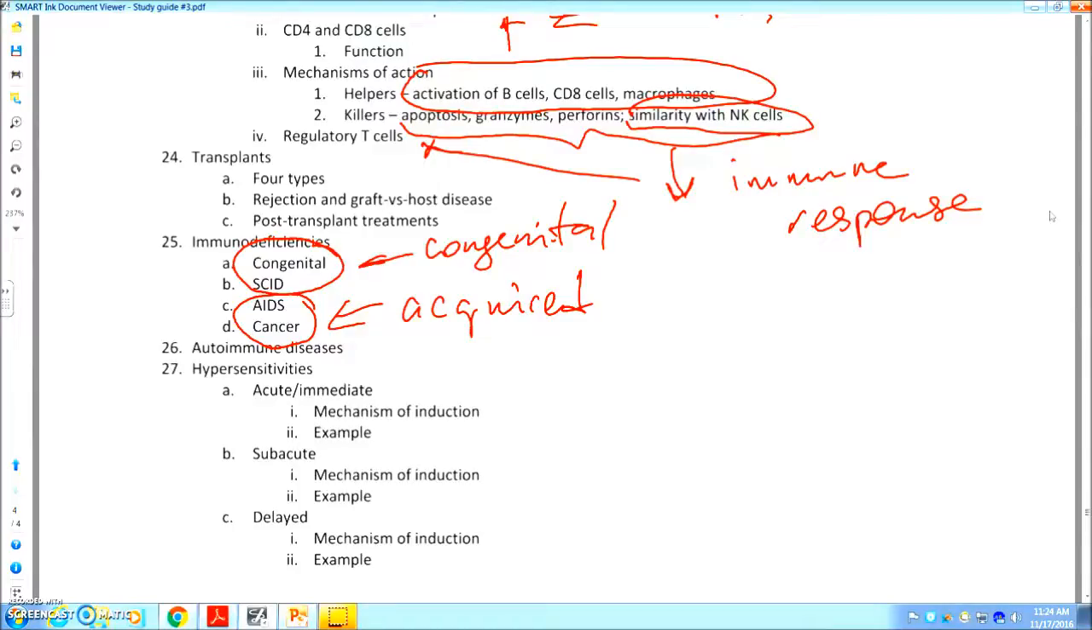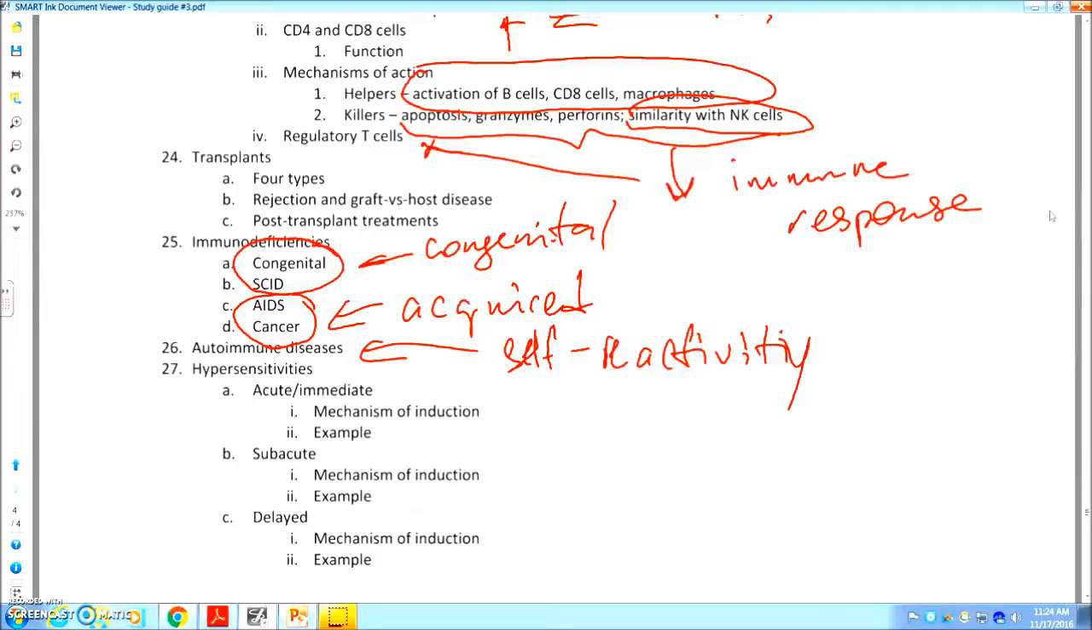People develop it later. Autoimmune diseases: understand the concept of self-reactivity.